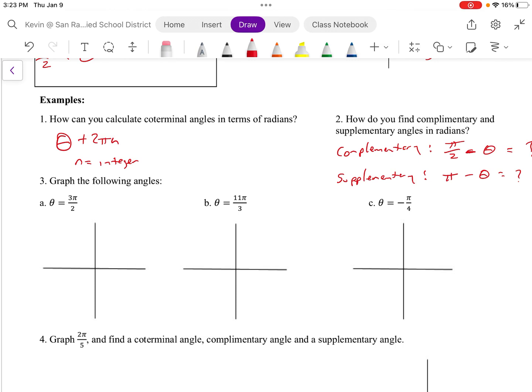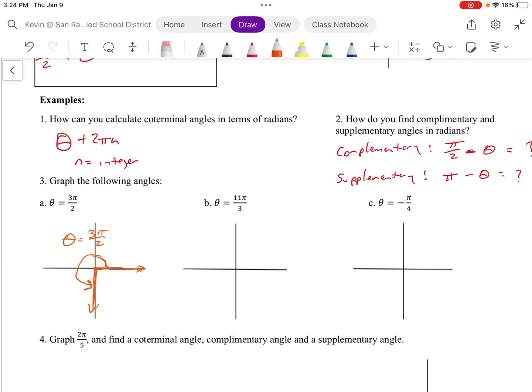Okay, graph the following angles. First one's pretty straightforward. It's 3 pi over 2. When we graph, we're going to draw our initial side on the positive x-axis. Then we're going to come around. This is 3 pi over 2, which is down here. That's our terminal side. To indicate this, I'm going to draw a circular arrow. That's to show that that's the angle going from my initial side, coming around. And I might even write theta equals 3 pi over 2, just so I know that's the angle I'm talking about.